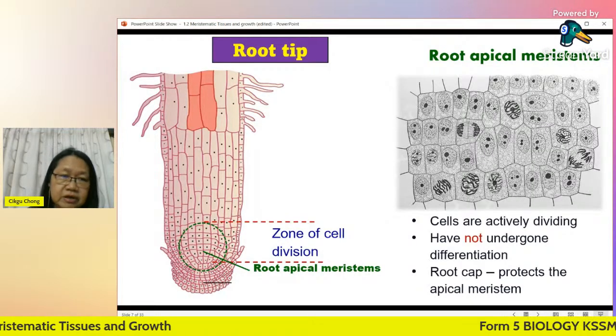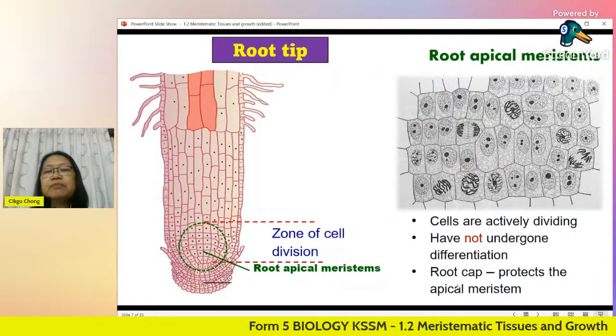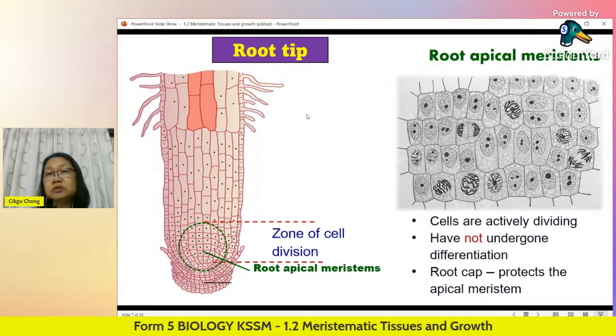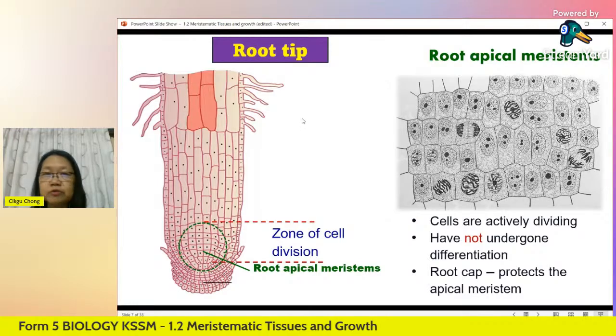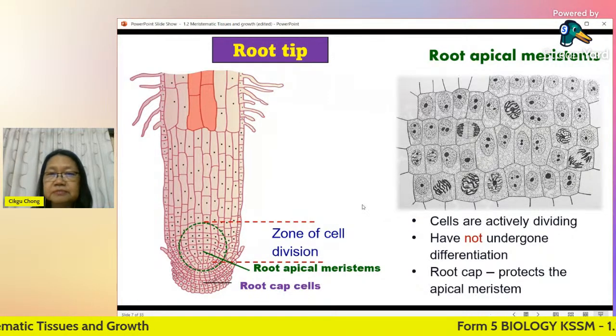And the root cap here, which is not part of the meristem, which is actually at the tip of the meristem, protects the apical meristem. So be careful about the labeling of the root cap. It also produces mucilage. So these are the root cap cells.